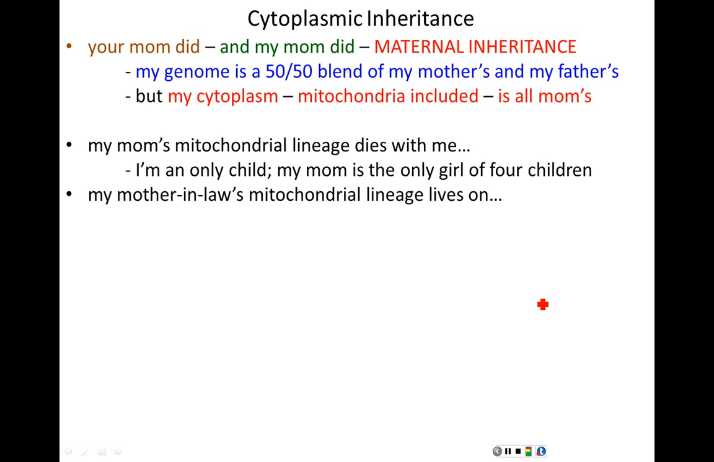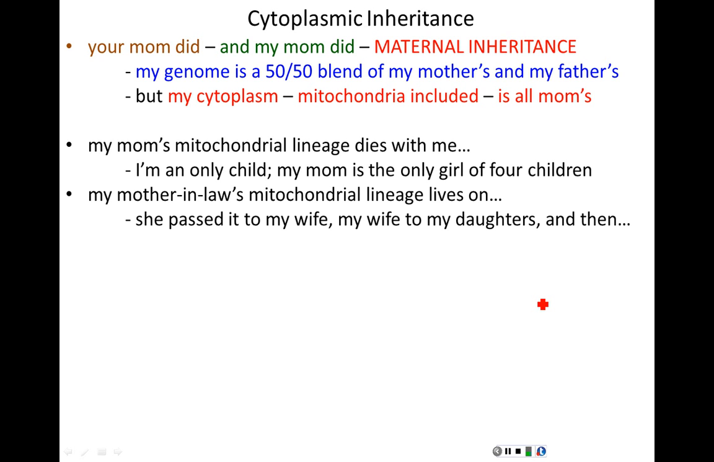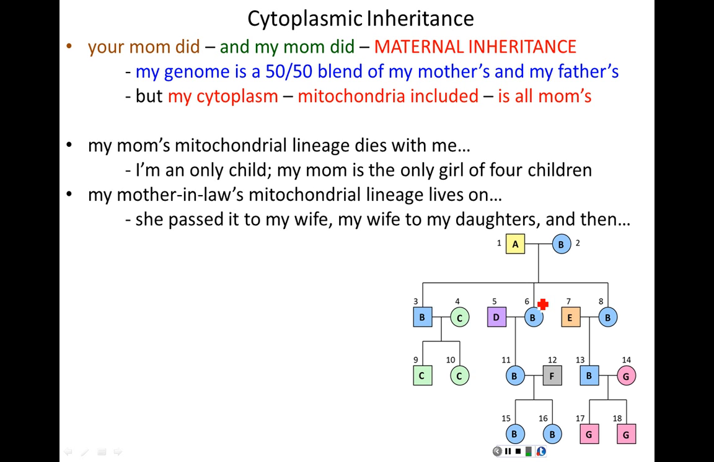But let's consider my kids. Well, my mother-in-law's mitochondrial lineage lives on. Right? She passed it to my wife. My wife's mitochondria are my mother-in-law's mitochondria. They are the same. They came from the same place. My daughters sparked into life in my wife's cells, my wife's egg that contained my wife's mitochondria. And then, since they're daughters, my daughters will pass that mitochondrial DNA on to their kids. So that's a maternal lineage.